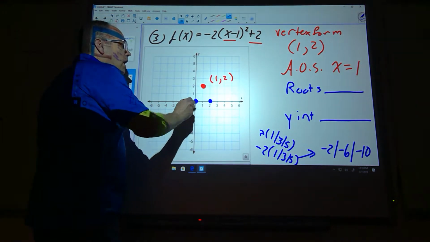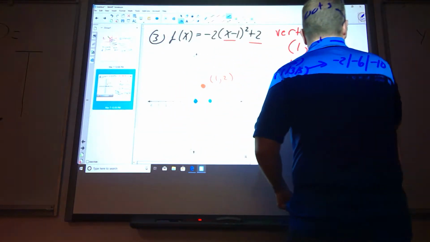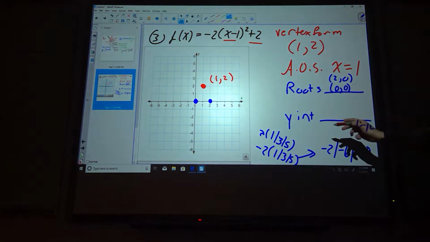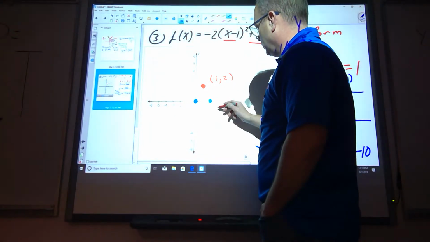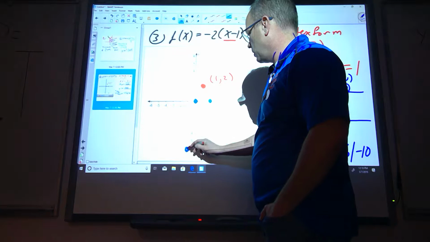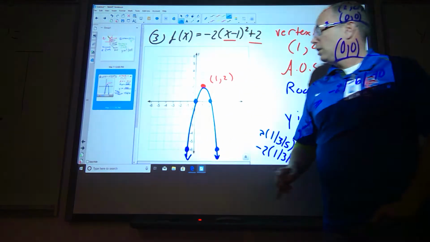Left 1 down 2. What did we just find on this one? I found the y-intercept and also roots. Okay, so I have roots. I have a root at 2, 0. And I have another root at 0, 0. I have a y-intercept that's also at 0, 0. Okay, so it's okay that a root and the y-intercept are the same. And then let's see, I can go one more. So I'm going to go right 1 down 6. Left 1 down 6. And we wind up with something like that. That's it.